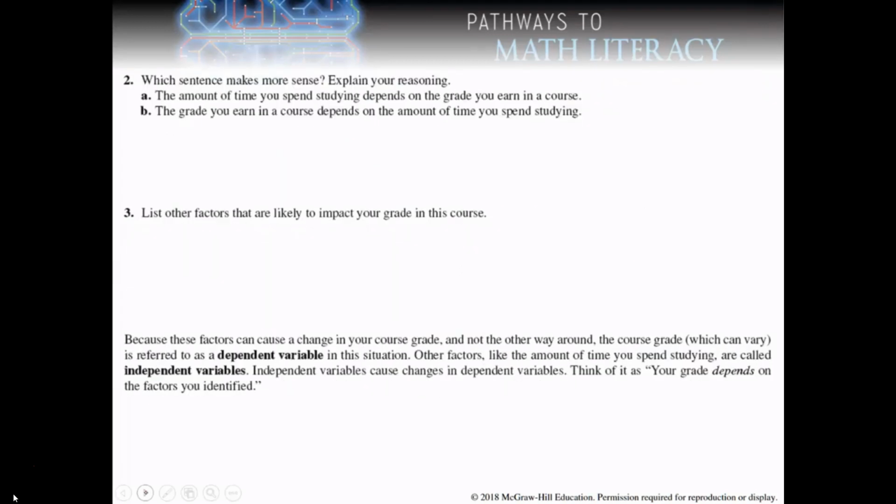In question 2, which of these makes more sense? The amount of time you spend studying depends on the grade you earn in a course, or the grade you earn in a course depends on the amount of time you spend studying. Well, hopefully you thought B. Studying more can help to improve your grade, so your grade depends somewhat on the amount of time you spend studying. And in 3, list other factors that are also likely to impact your grade in this course. Well, those could be lots of different things, such as attendance, participation, homework completion, and even attitude.